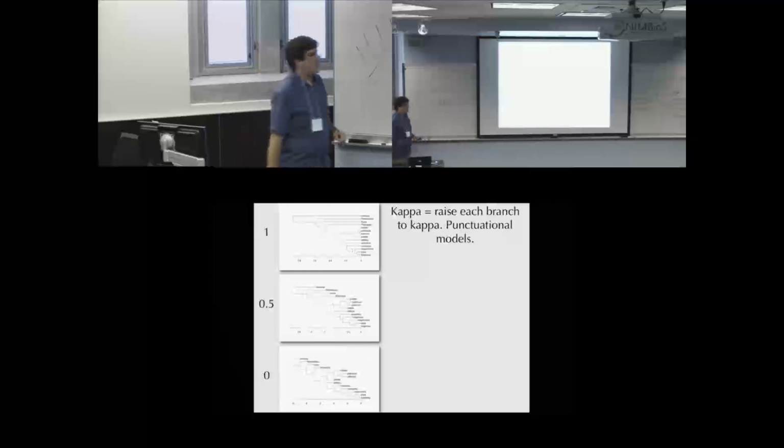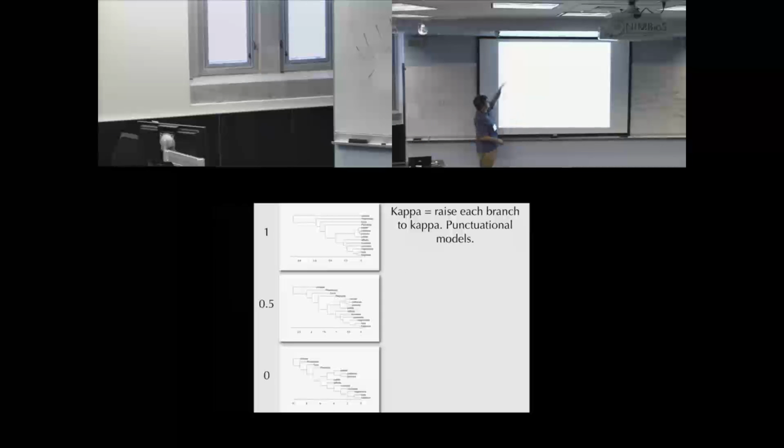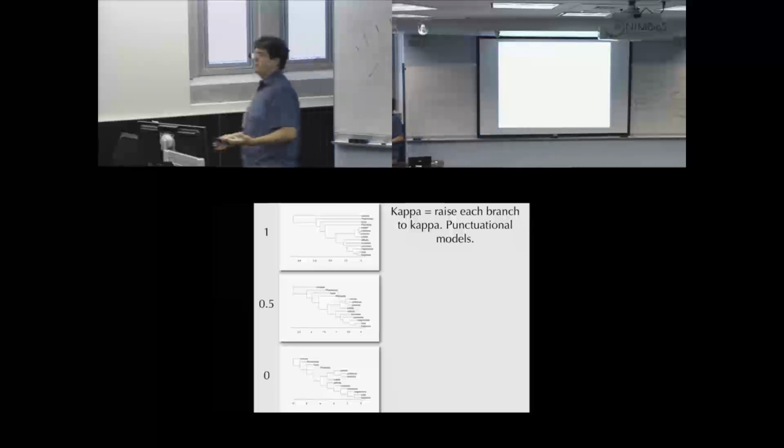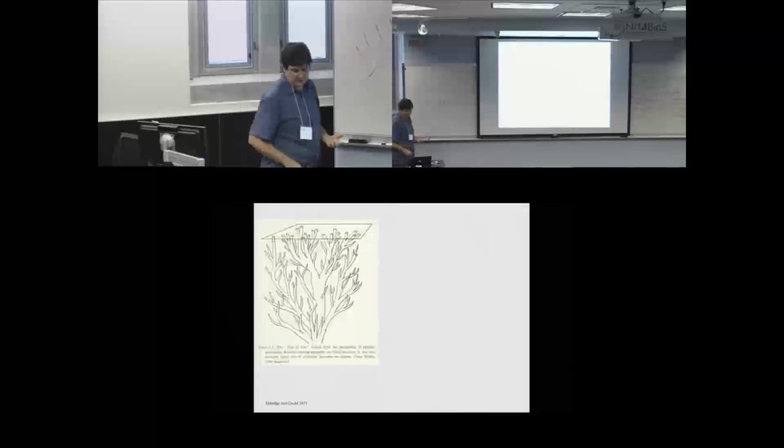Okay? Kappa, you can raise each branch to a kappa value, right? And if it's set to 0, then you're basically making all branches the same length, all edges. And if it's set to 1, it's the original tree length. Okay? So it's sort of like punctuated equilibrium, right? We have change happening at every speciation event, but it's not quite, right?